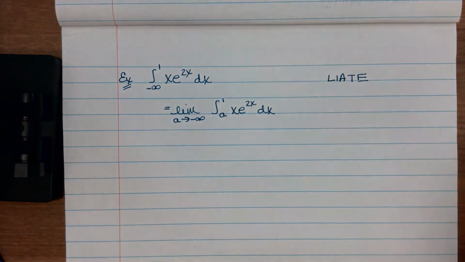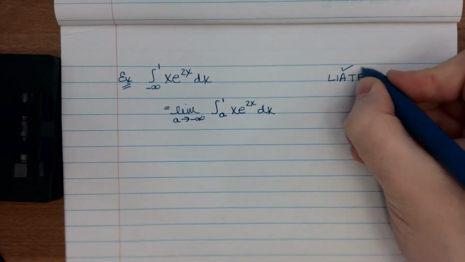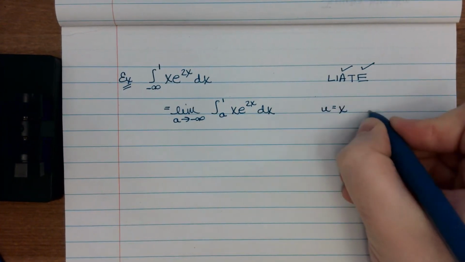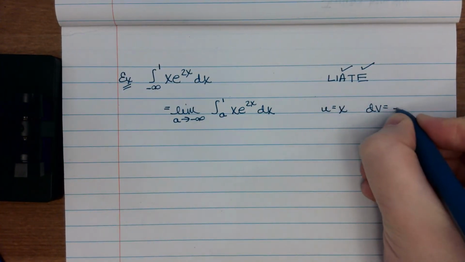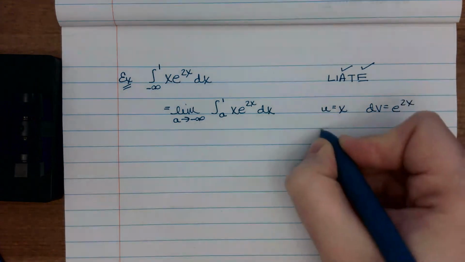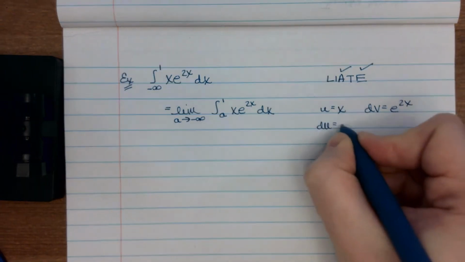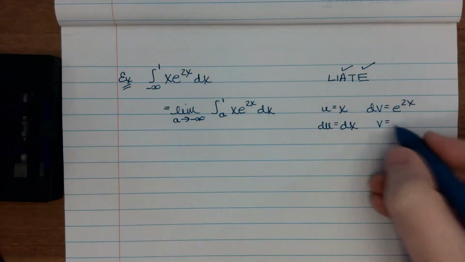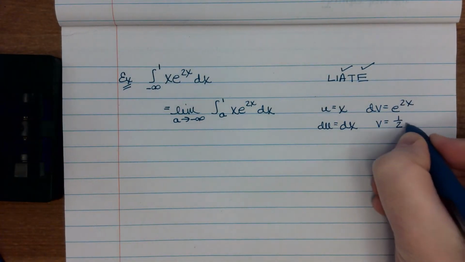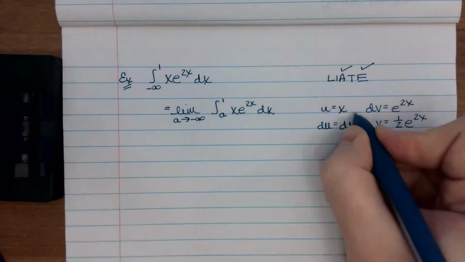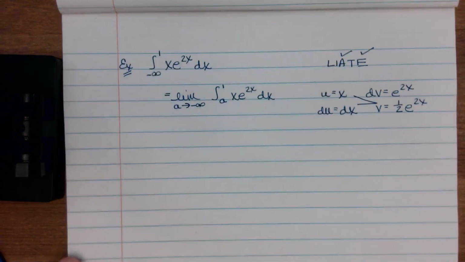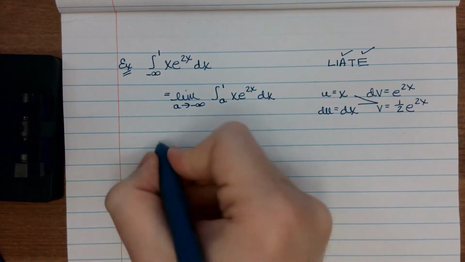L-I-A-T-E. Here we go. I've got something algebraic. I've got something exponential. I'm going to say u is x, dv is e to the 2x, du is dx. v equals, well, we need a u substitution there. Maybe you can skip over that, though, and just go straight to 1/2 e to the 2x. And I'm going to do my u times v minus the integral of v du.